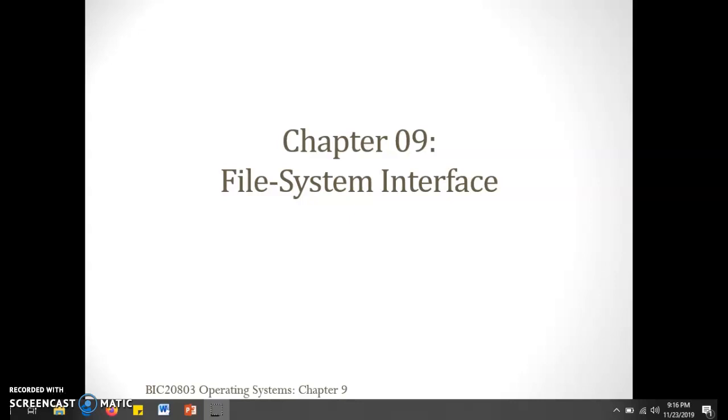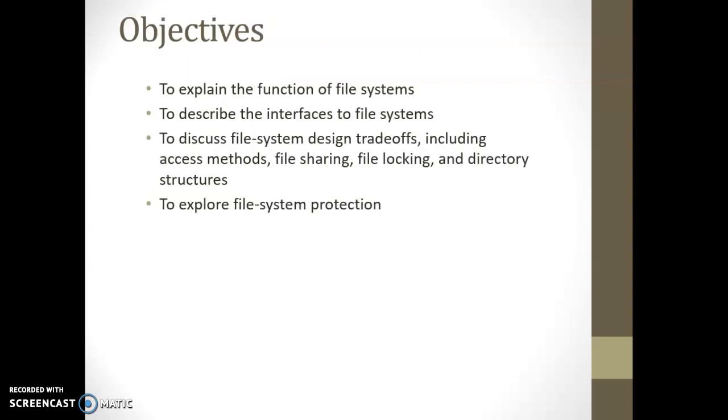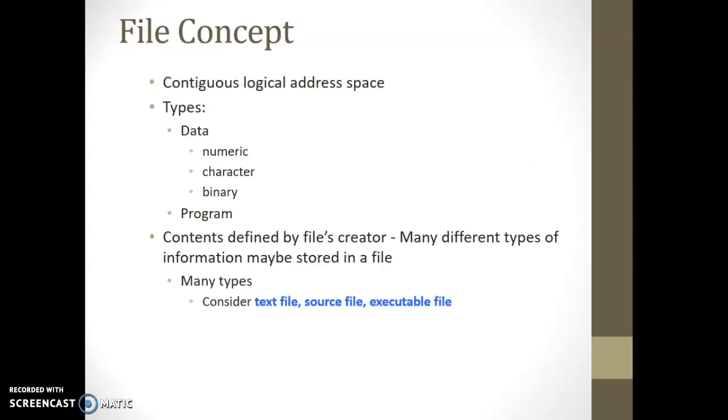Chapter 9 is about the file system interface. In this chapter it is basically about file concept, access methods, disk and directory structure, and also protection. I'm not going to explain in detail slide by slide because most of the contents in this chapter are theoretical. So my approach is to guide you on every slide about what you have to study and what you have to emphasize.